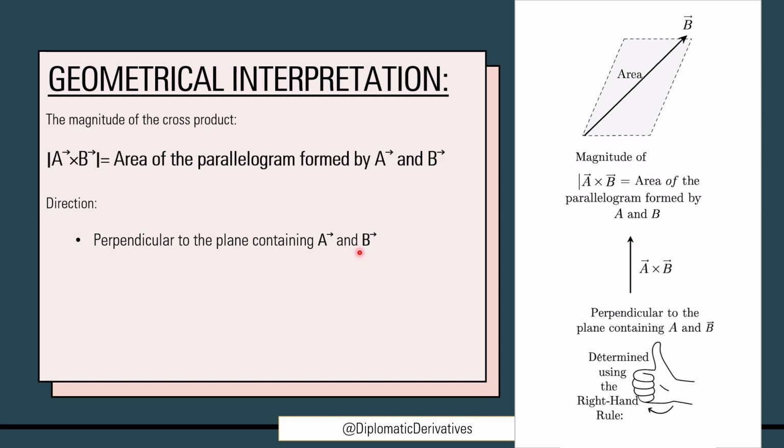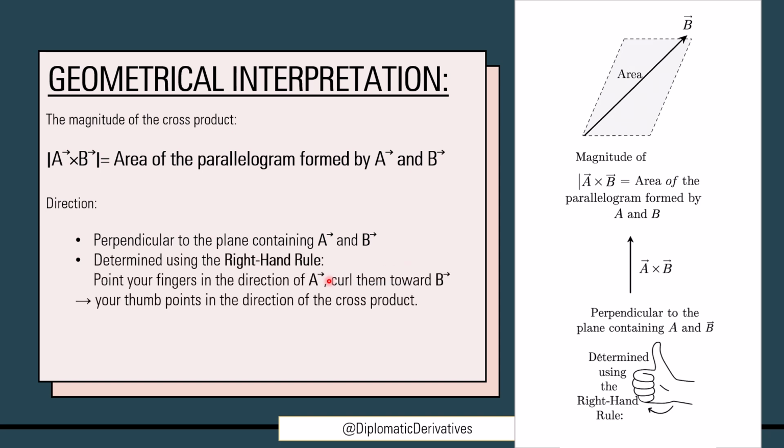For example, if you have a sheet of paper and you draw vector a and vector b on that sheet of paper, then an arrow coming up is going to be perpendicular to both a and b drawn on that sheet of paper. That is the unit vector. That direction is basically perpendicular to the plane containing a and b. That's how you can imagine it. It is determined using the right hand rule.